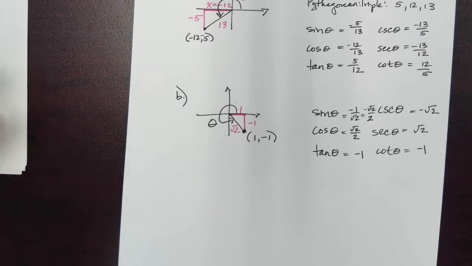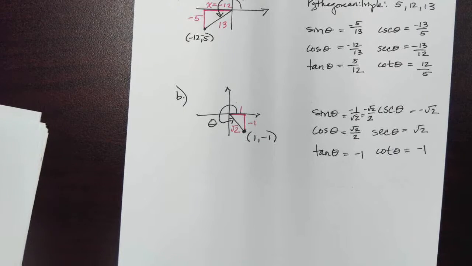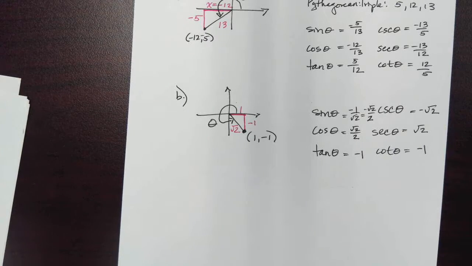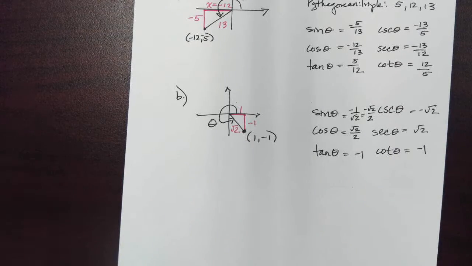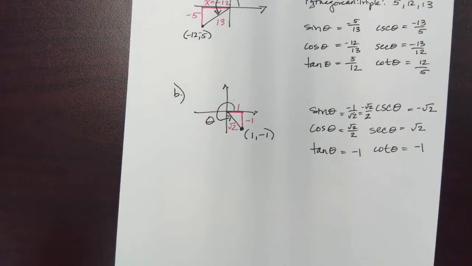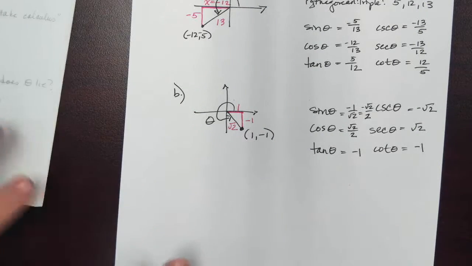How does that work with the radius? It has to do with the fact that the sides are 1. This is actually not on the unit circle because the radius is not 1, but the values come out to be the same. Okay.